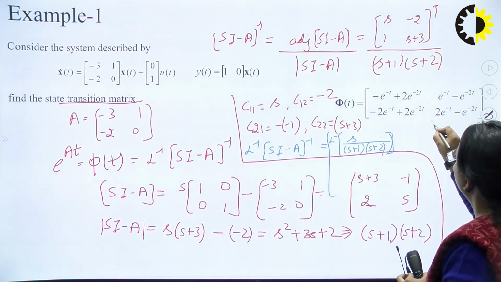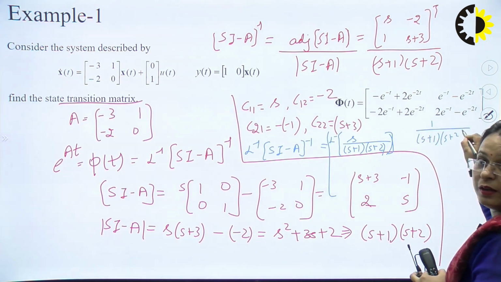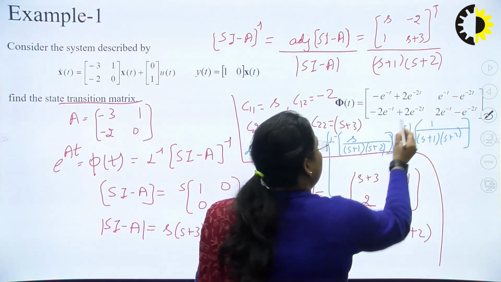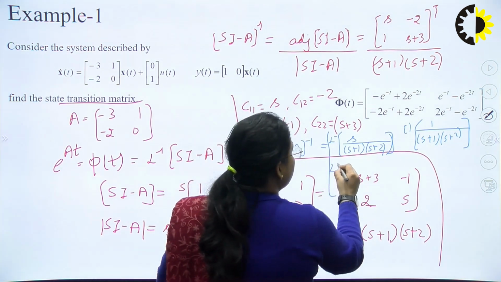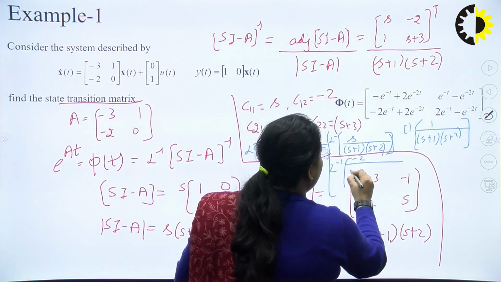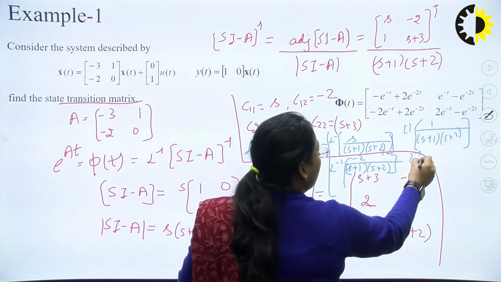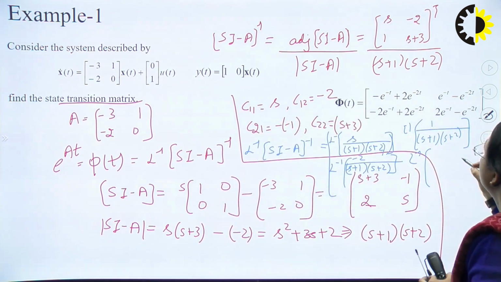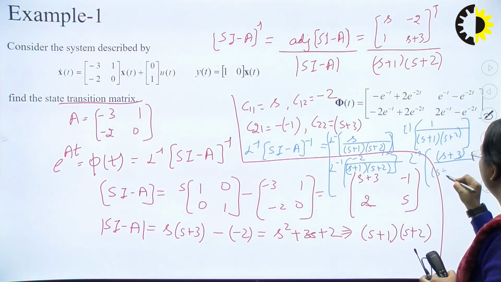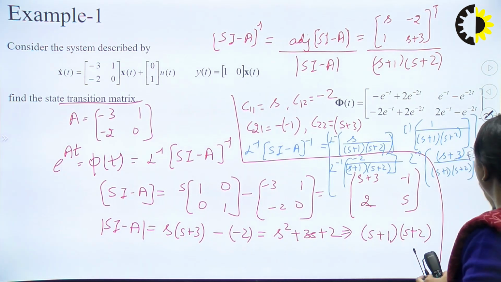Then the Laplace inverse of 1 upon s plus 1 into s plus 2, okay? And the third term will be Laplace inverse of minus 2 upon s plus 1 into s plus 2. Okay. And the fourth term will be s plus 3 upon s plus 1 into s plus 2. Okay, this is our complete matrix.